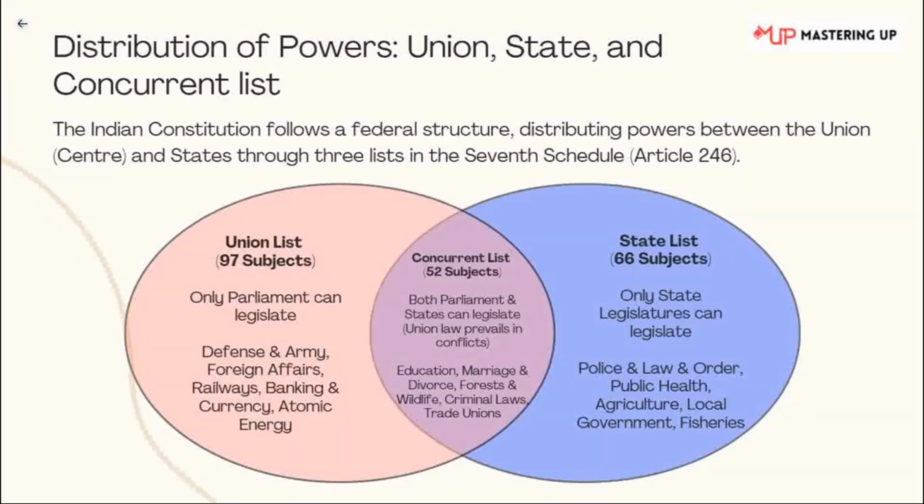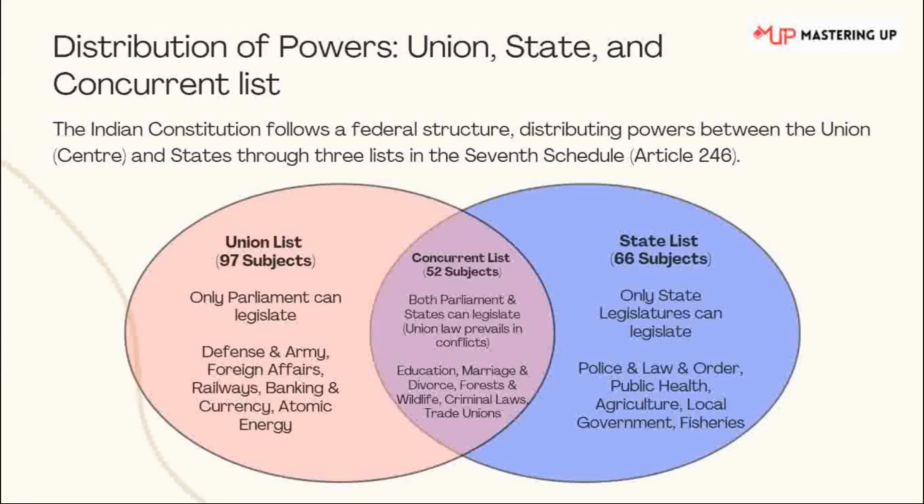State list. The state list contains 66 subjects. The state legislature has supreme powers over the subjects on this list. The state list deals with police, law and order, public health, agriculture, state public service, fisheries.